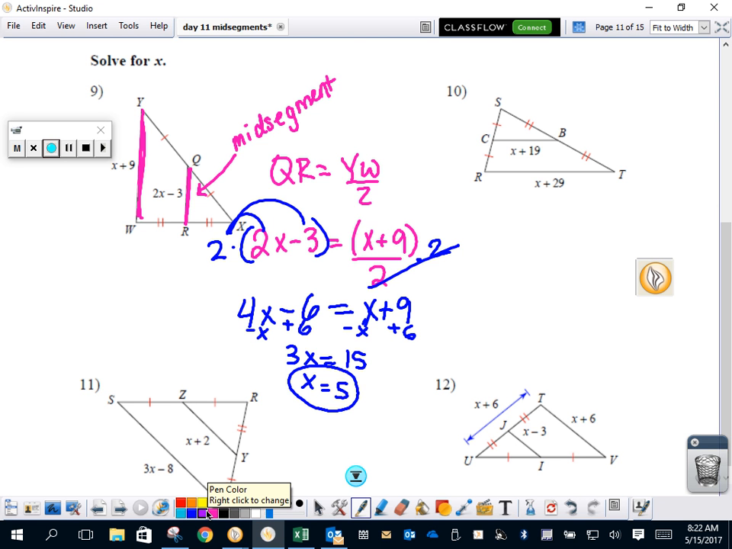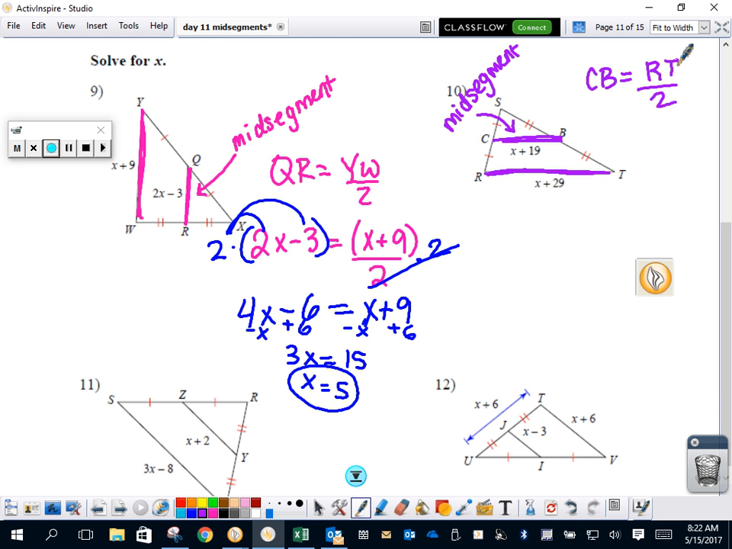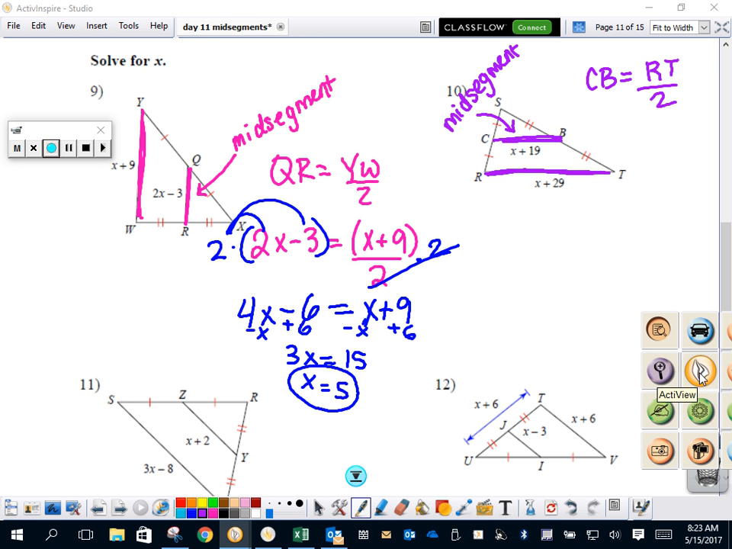Alright, moving on to number 10. What should I color code? We should color code. Okay, which one is the midsegment? So we know CD has to equal what divided by 2? Multiplying by a half, guys, and dividing by 2 is the same exact thing. Okay, so who has our equation to set up? Jason, what do we set up?